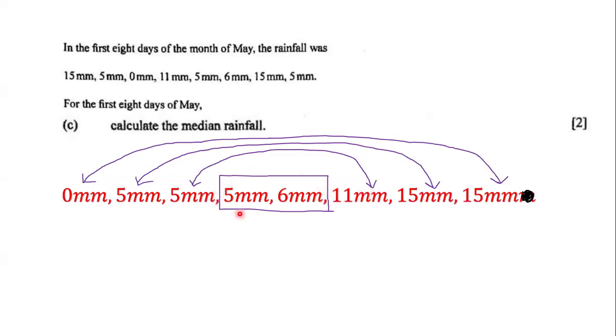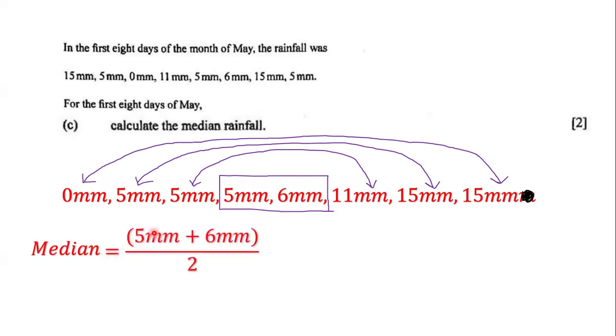And so the 2 numbers that are in the middle are 5 millimeters and 6 millimeters. And so we have to find the average of these 2 numbers. We have to add them and then divide by 2. So the median is going to be equal to 5 millimeters plus 6 millimeters divided by 2. When we add the 2, we get 11. We have to divide 11 by 2. So 11 divided by 2 is definitely 5.5. So the median rainfall is going to be 5.5 millimeters.